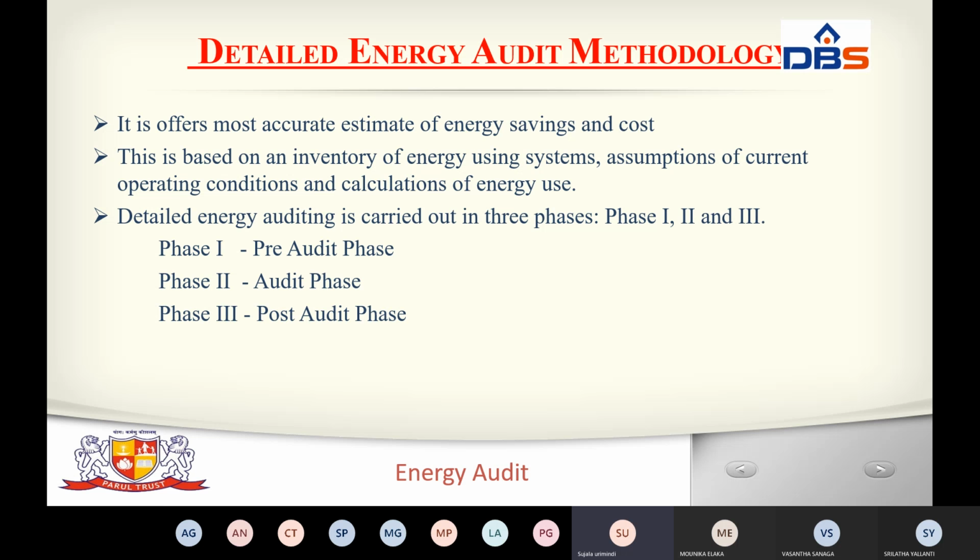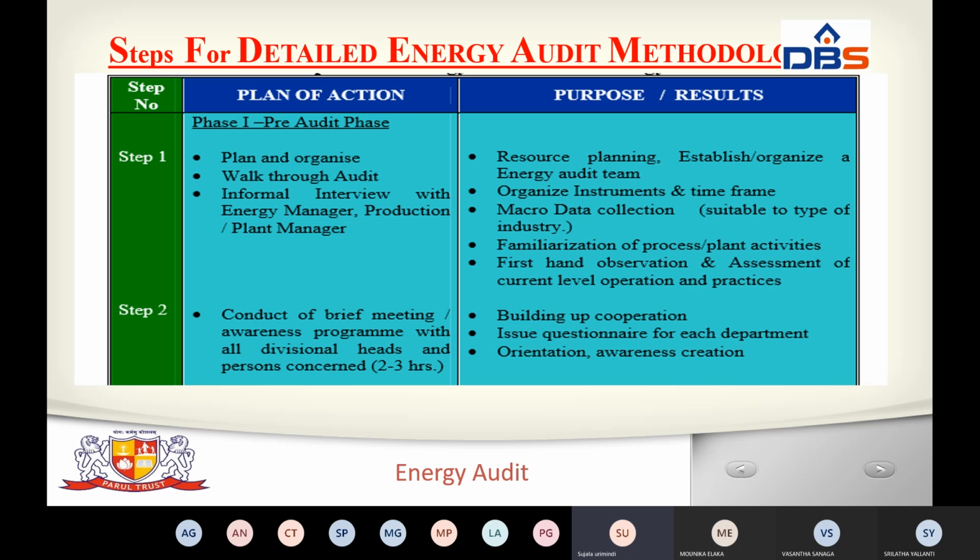This audit is carried out in different phases: phase 1, phase 2 and phase 3. Phase 1 is the pre-audit phase, phase 2 is the audit phase, and phase 3 is the post-audit phase. In this detailed energy audit, these different phases must be there. They will be audited in 3 phases: phase 1 pre-audit, phase 2 audit phase, and phase 3 post-audit phase.